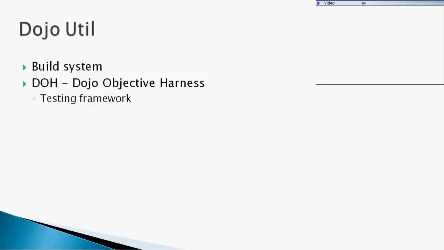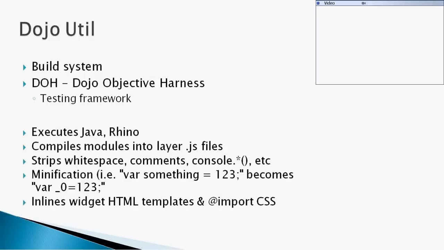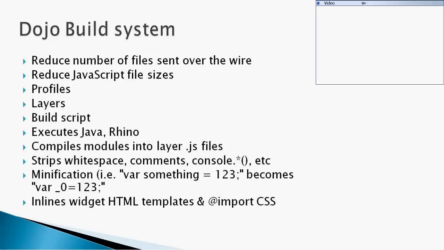Initially we talked about the build system. That is a part of Dojo Util, along with some other utilities. A testing framework is there too. If you want to write unit tests for your code, you can do that using this framework. Let's talk very briefly about the build system, because it's quite big.